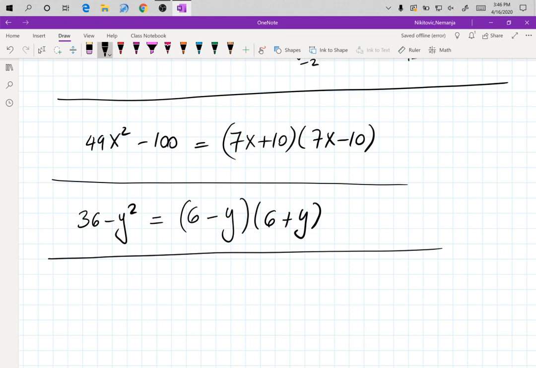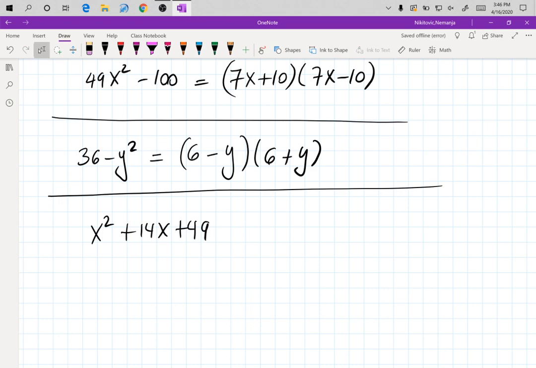Now, the troublemaker problems, like x squared plus 14x plus 49, right? And that one goes square root of the first, sign of the second, square root of the third. Actually, I should have done it here. You heard me say it, then watch it a couple of times, try to memorize the words. Square root of the first, sign of the second, square root of the third, everything squared.